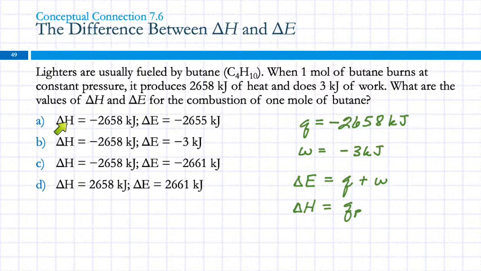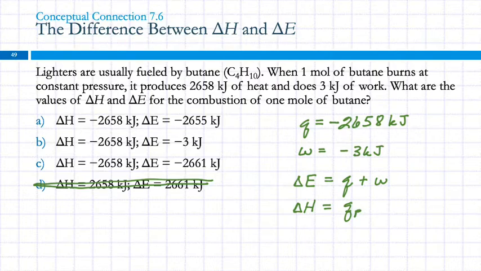So delta H, are any of these wrong? The first 3 are negative and the last one's positive. This is wrong, right? So we can eliminate that one. That's wrong delta H. Cross that one out.